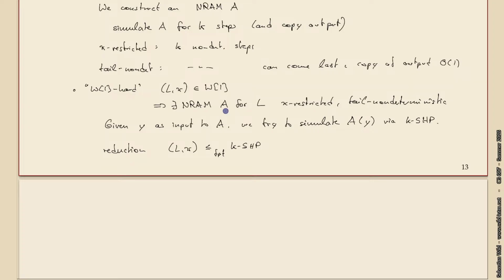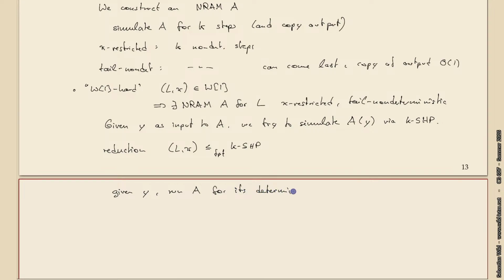And what is fixed is A. That's outside of the reduction, right? Because the problem is in W1, we know there is some non-deterministic RAM that decides L. The reduction that we map here, so given this input y that we would feed to A if we were to run that program right away. So we take this y and now we run the machine A for its deterministic part. Deterministic part. And now here comes the magic.